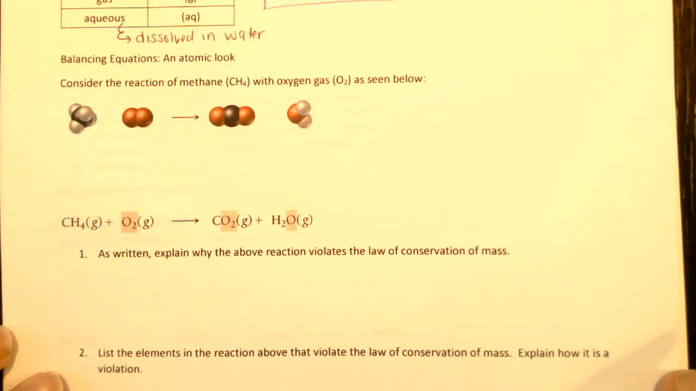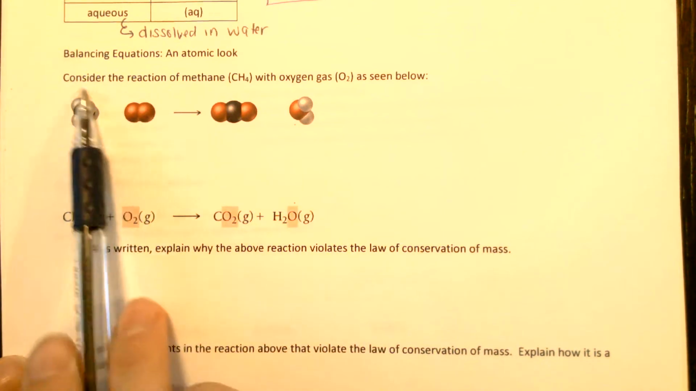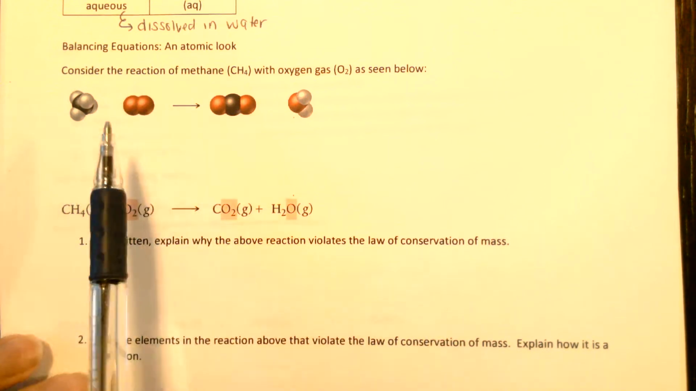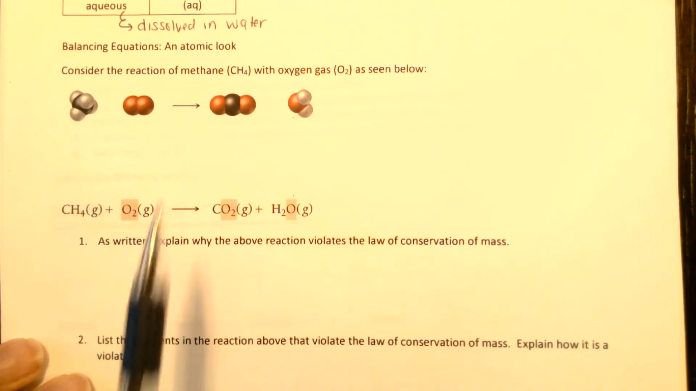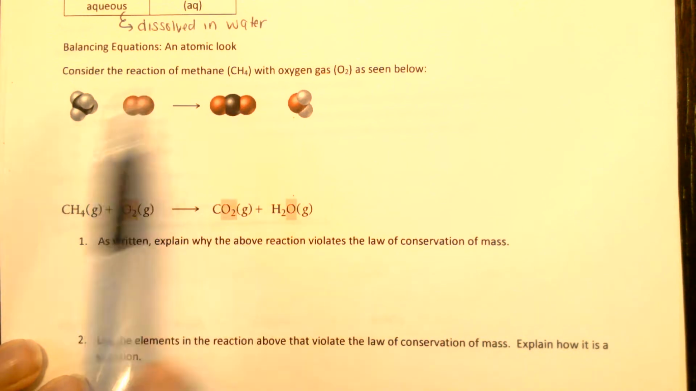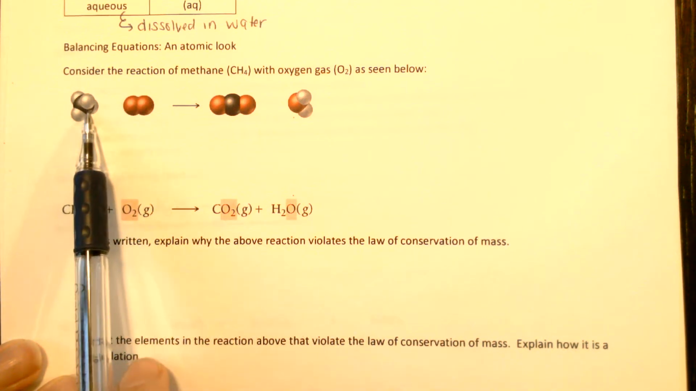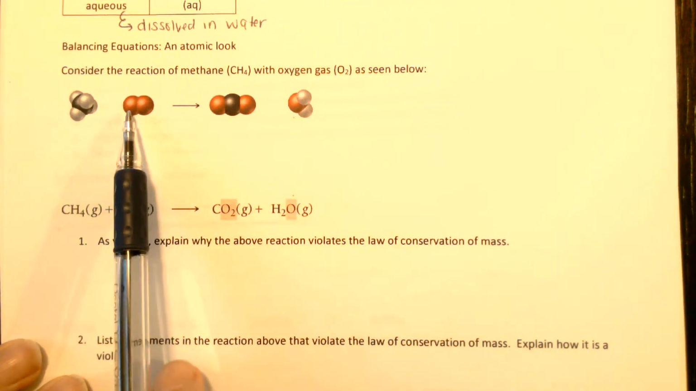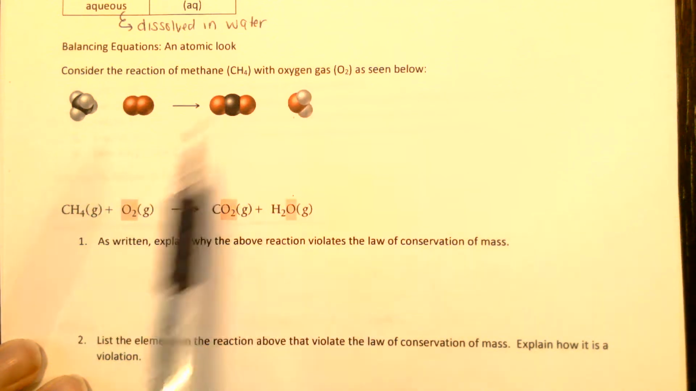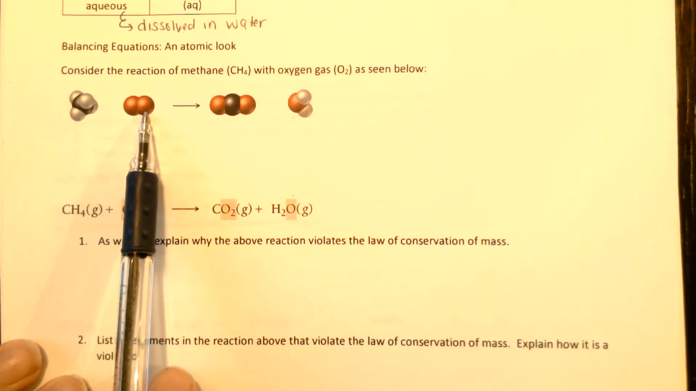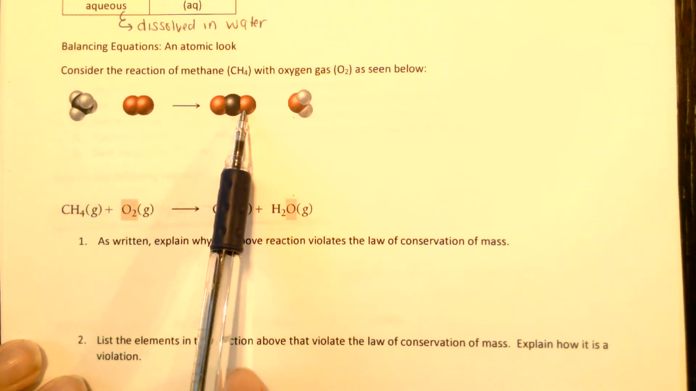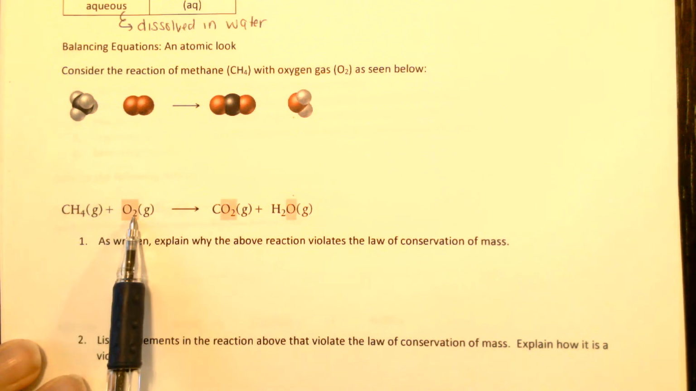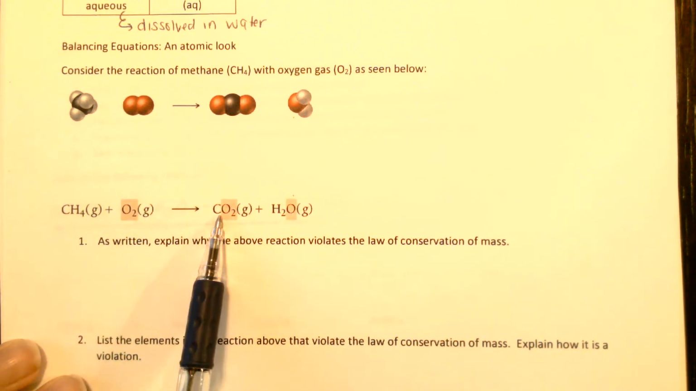Okay, so let's take a look at balancing using what's called an atomic look. We're going to see what happens and why we need to balance by looking at the atoms involved in a chemical reaction. So consider the reaction of methane, CH4, where carbon is black and hydrogen are the gray ones, with oxygen gas, O2, where our oxygens get this red color as seen below. Methane reacts with oxygen to produce carbon dioxide and water, H2O. So CH4 gas plus O2 gas gives us CO2 and H2O.